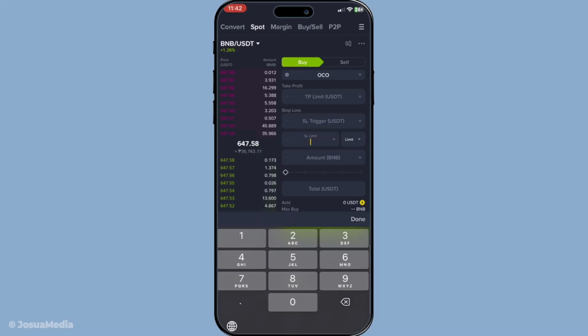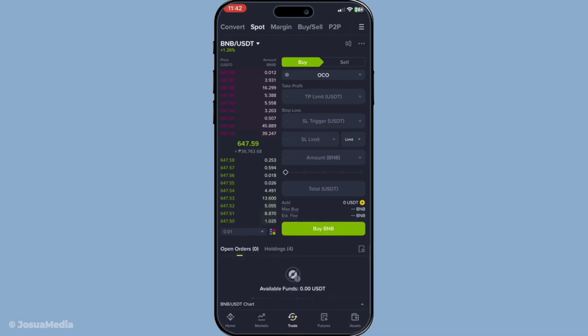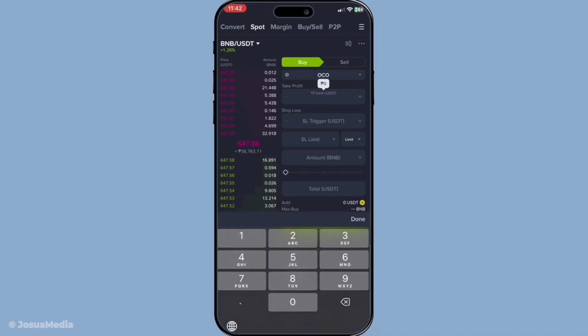When setting up the OCO order, you'll need to carefully enter three key parameters. First, set the price at which you wish to take profit. This is the level at which you'd like to sell your assets for a profit. Then, specify the stop loss trigger price. This is the price that, when reached, will activate a stop loss order to prevent further losses.